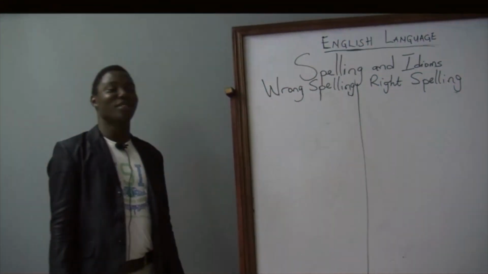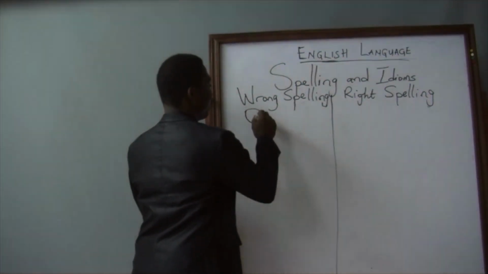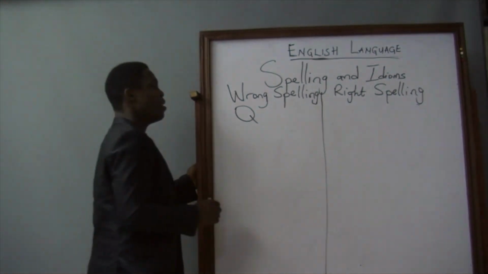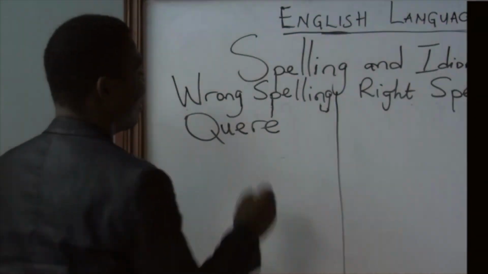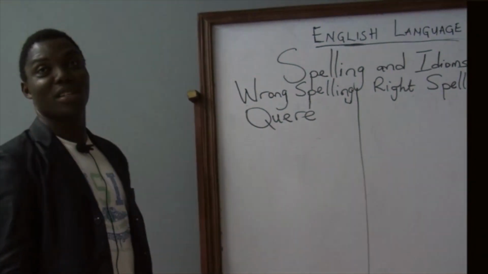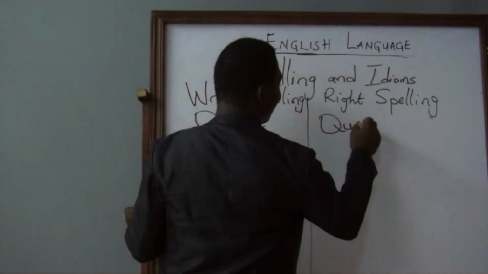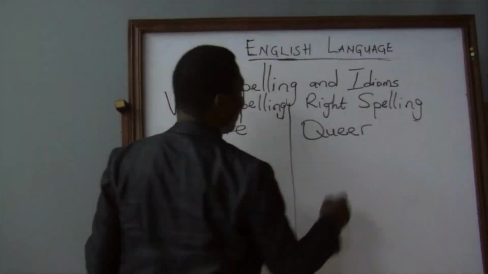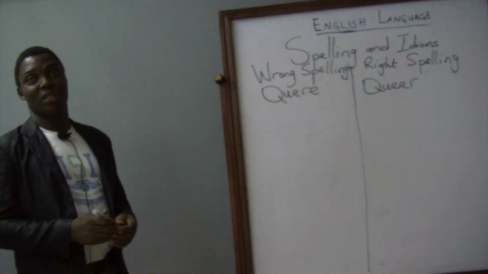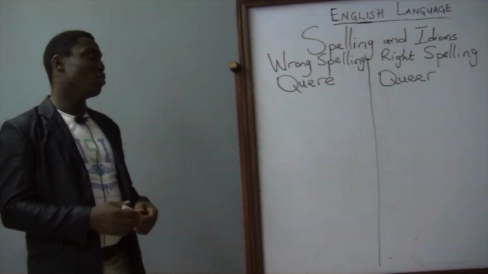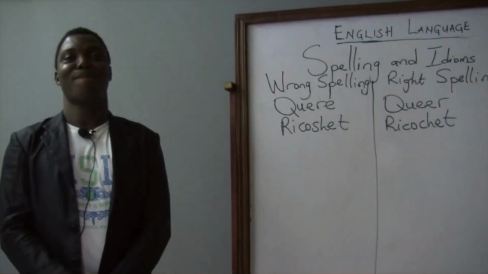The next one we are considering right now is queer. Queer. And oftentimes it is misspelled. This is not the right way of spelling the word. It should be spelled as Q-U-E-E-R. Queer. And it simply means to be strange. Very strange. Weird. Unusual. Uncommon.